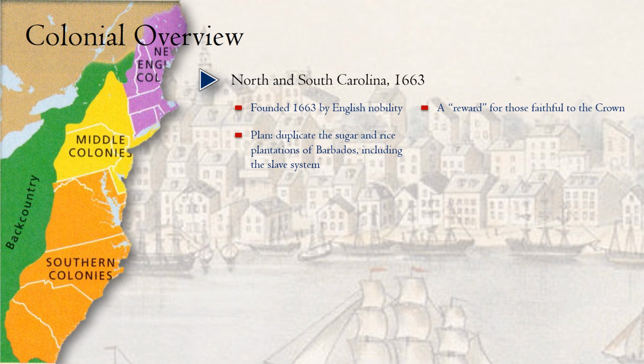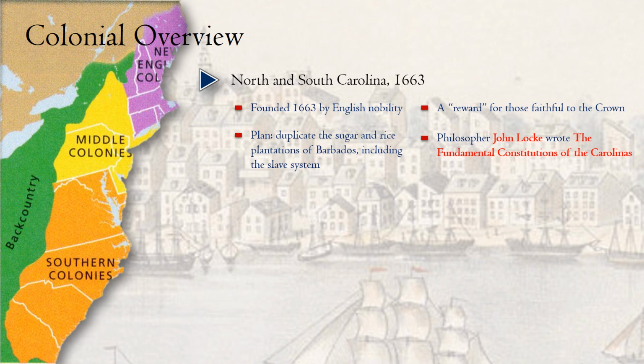The plan was to duplicate the sugar and the rice plantations of Barbados, which had been greatly successful. And that also included replicating the slave system that existed in those places as well. Interestingly, and I do want you to make a note of this, the fundamental constitutions of the Carolinas, or the laws by which the Carolinas are going to be governed, was written by the famous English philosopher John Locke. And John Locke is going to exercise no small influence on the development of American political thought.